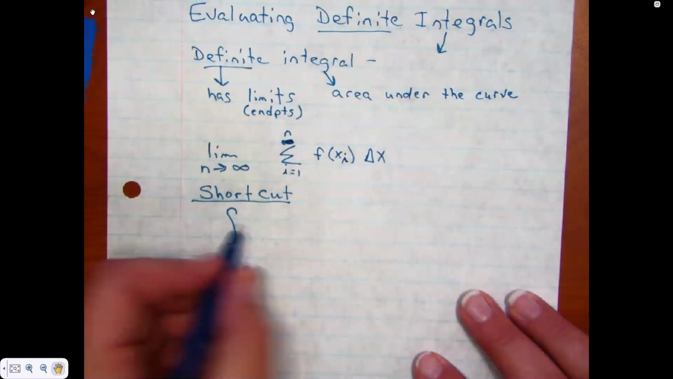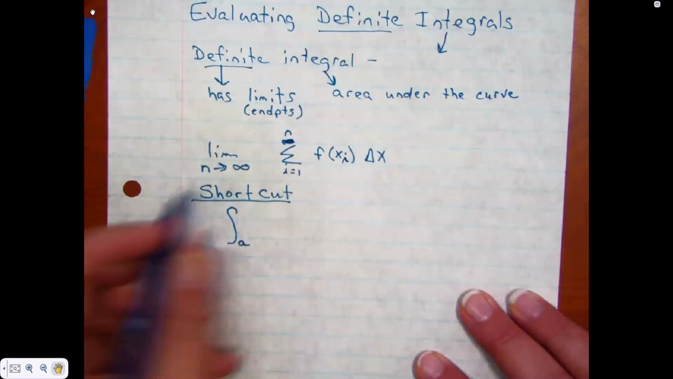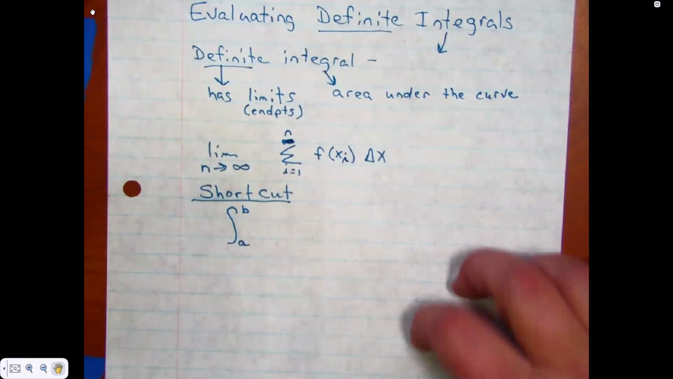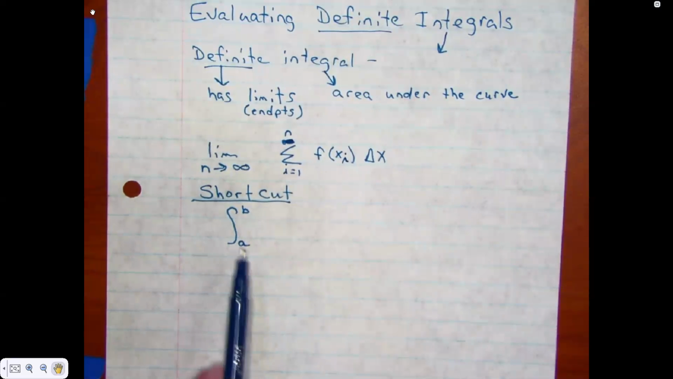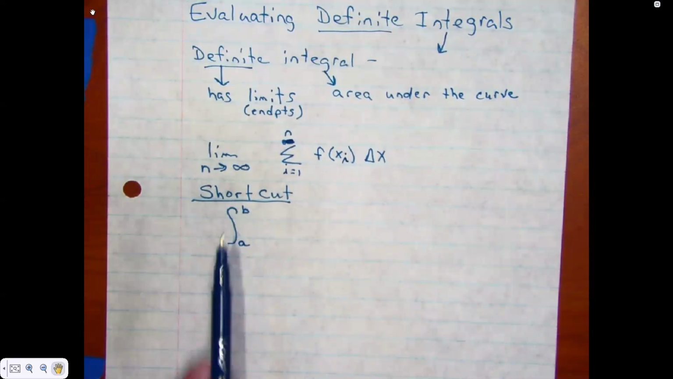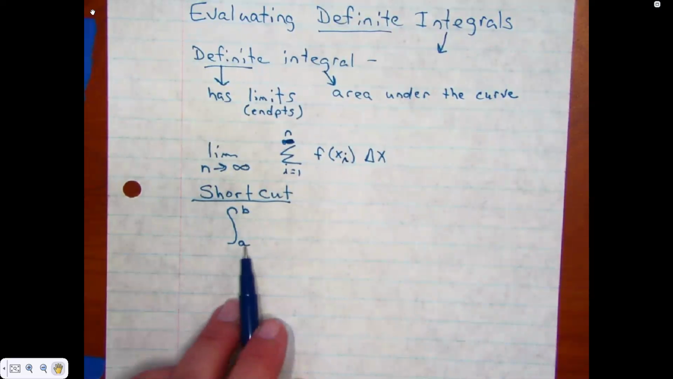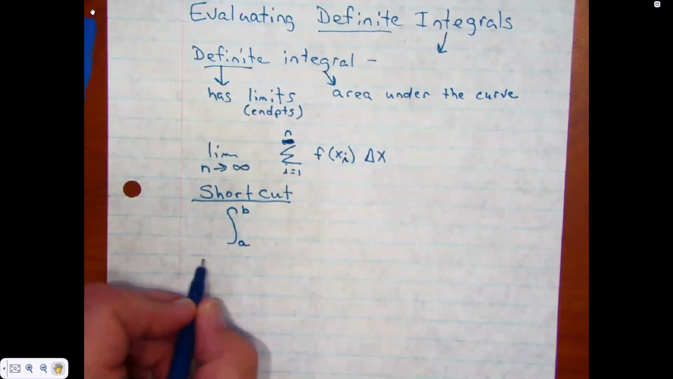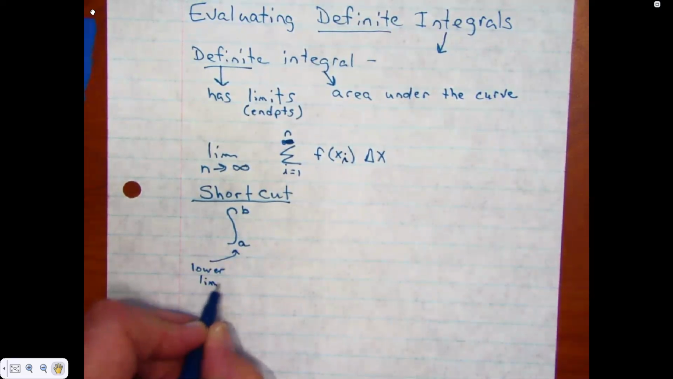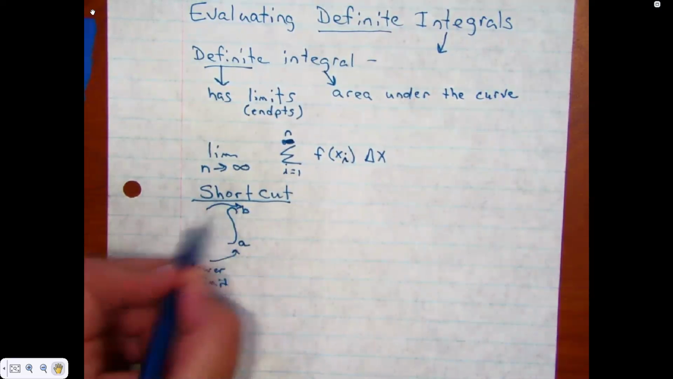All right, and then we go from A to B. Now that's stuff we're used to, right? This is the start. This is the stop. We call this the lower limit and the upper limit. And a lot of times I just call them endpoints, but lower limit, right there, lower limit, and then this is the upper limit.